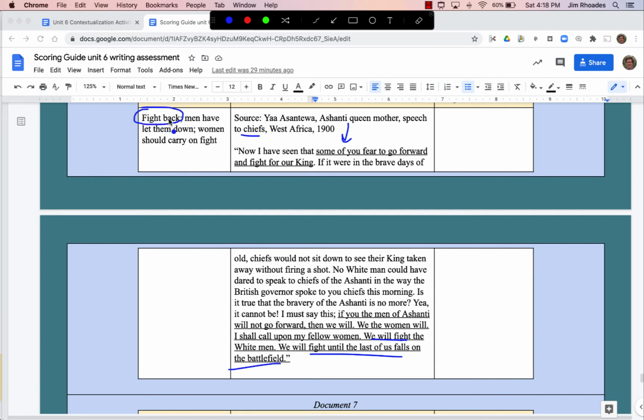And to be more document specific, I have that the men have let them down, and so it's women who are carrying on the fight. I could do some interesting point of view stuff here with the fact that she's the queen mother or an elder woman in this tribe.